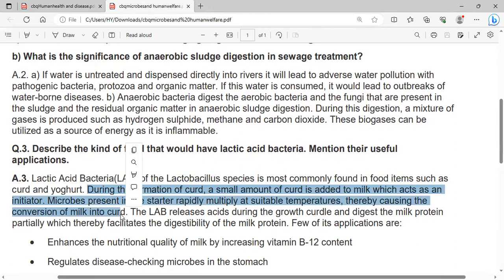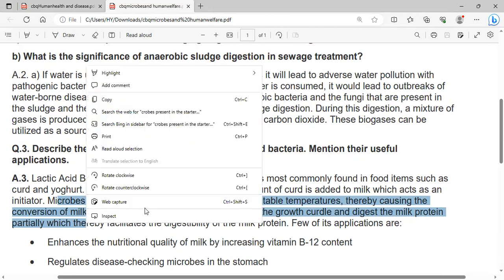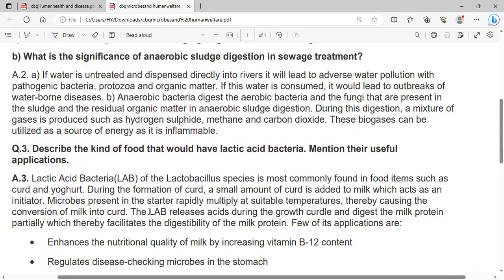ड्यूरिंग द फॉर्मेशन ऑफ कर्ड, हम रात को थोड़ा सा दही डालते हैं गुनगुने दूध में और फिर वो इनिशिएटर की तरह काम करता है. माइक्रोब इसके अंदर होते हैं तो वो जल्दी जल्दी से ग्रो करने लगते हैं, रैपिडली मल्टीप्लाई करके सूटेबल टेम्परेचर पे मिल्क को कर्ड में बदल देते हैं. And LAB releases acids during the growth, curdling the milk.